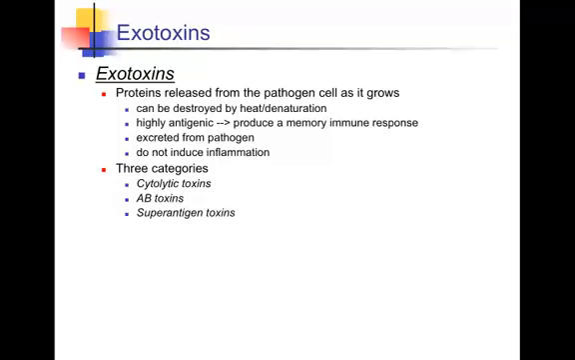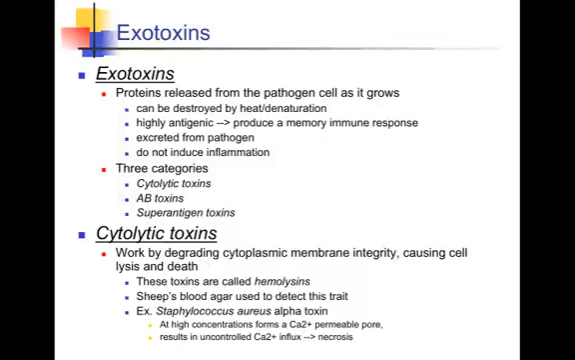There are three different categories: cytolytic toxins, AB toxins, and superantigens, and we'll talk about each one of those in turn and give an example of different pathogens that produce those classes of toxins. First one we'll talk about are cytolytic toxins. These are proteins, oftentimes called hemolysins, right? These are things that would produce red blood cell lysis on sheep blood agar.